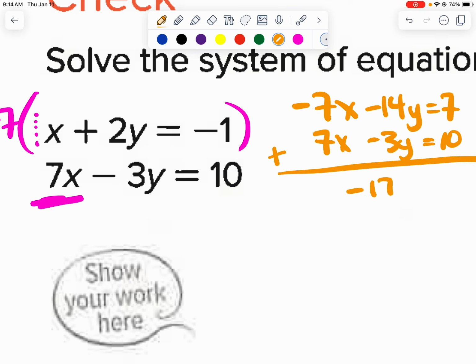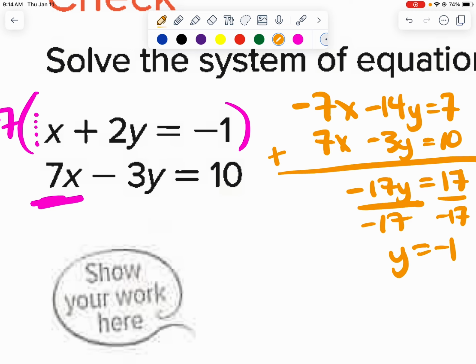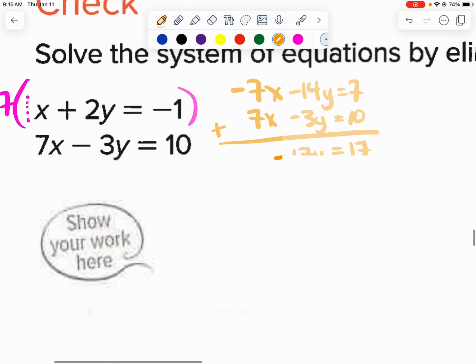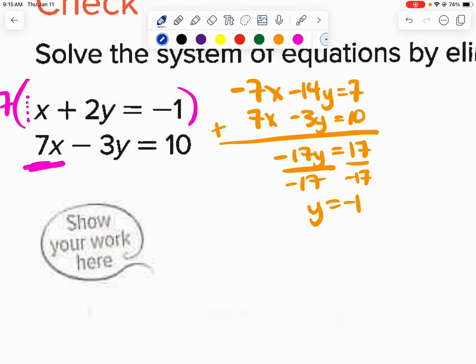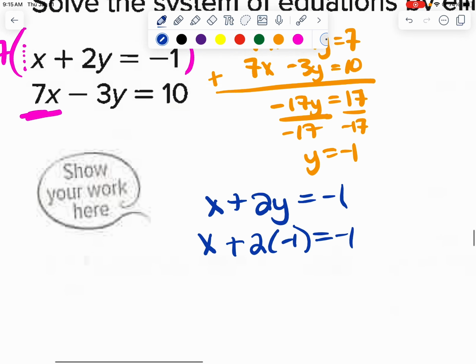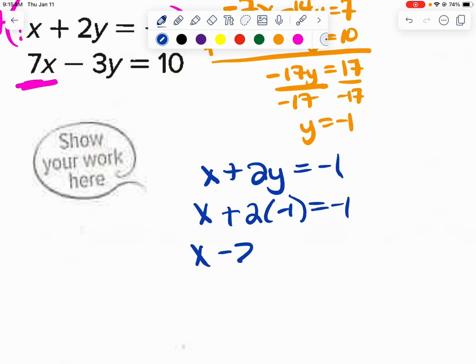I get -17y equals 17. I divide and I get y equals -1. Then I want to plug that back into one of the two equations. I'm just going to pick the first one. You can pick either one. 2 times -1 equals -1. X minus 2 equals -1. Add 2, x equals 1. So 1, -1.